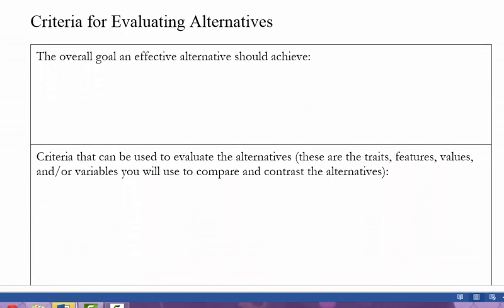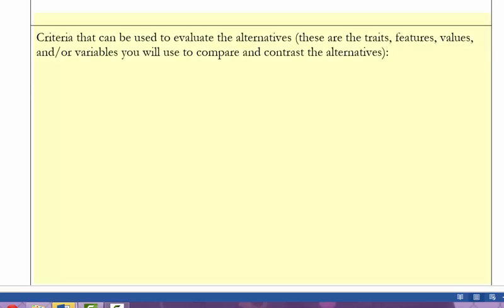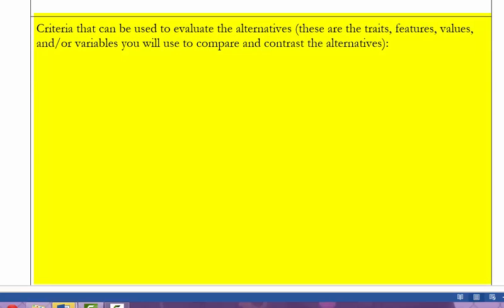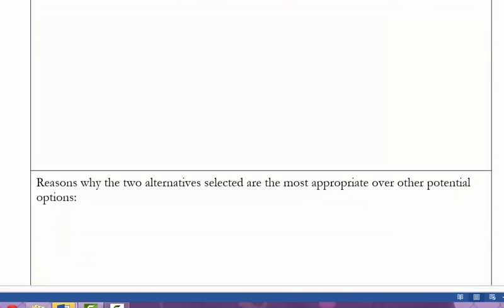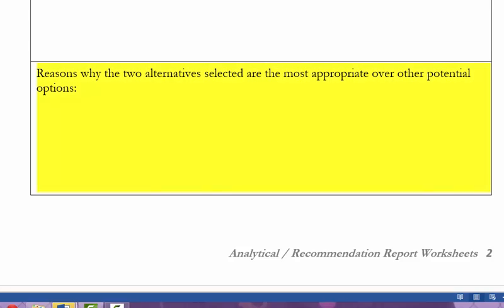Then you need to figure out the criteria that you will be using to evaluate the 2 options against each other. So what is the ultimate goal that should be achieved by the best alternative? What criteria can be used to determine that ultimate goal? And why are these 2 options in particular the best 2 options to be comparing for your recommendation report?